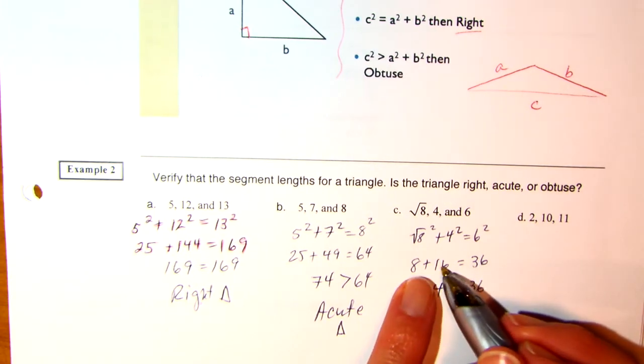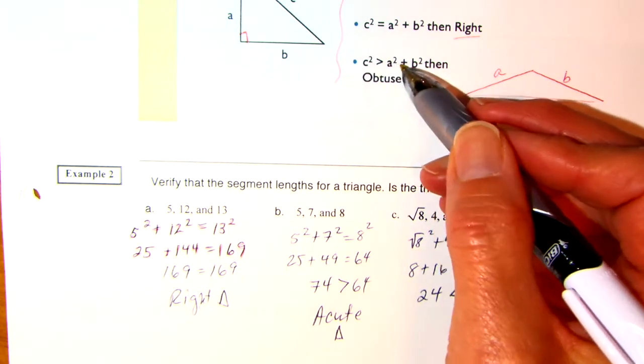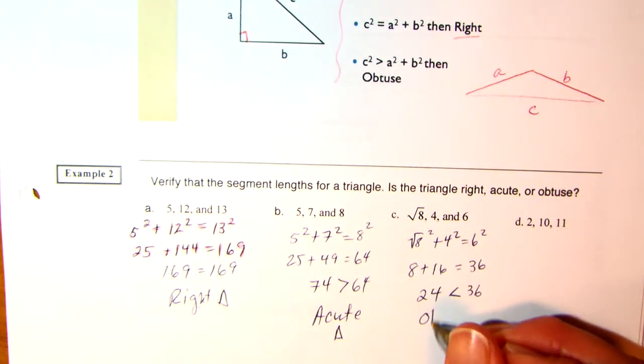So the a squared plus b squared is smaller. The point's going towards this. This is obtuse.